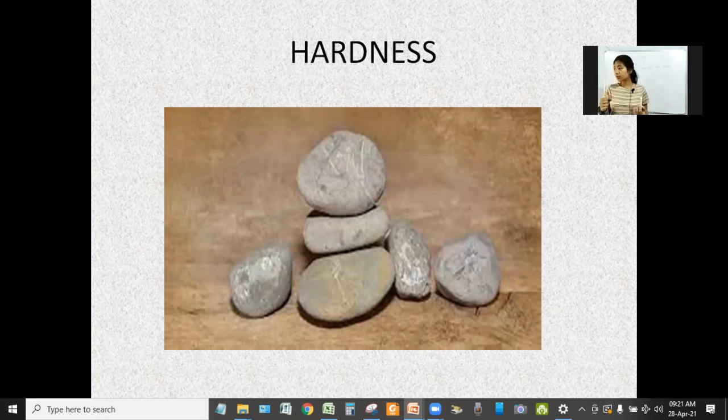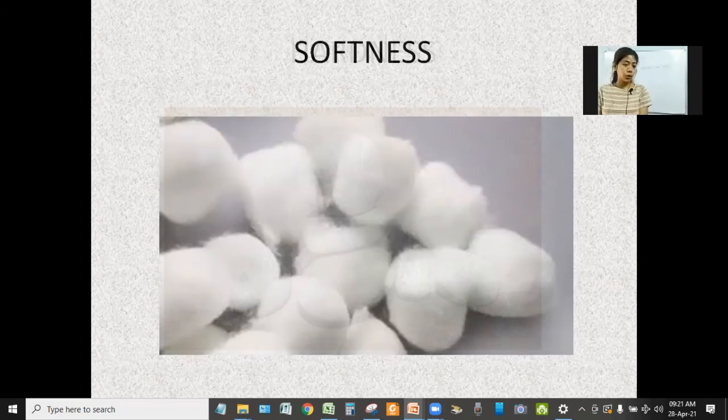So hardness means something which is very hard to break. Softness. Softness means a material that can be easily stretched or compressed. Let us take an example of cotton.